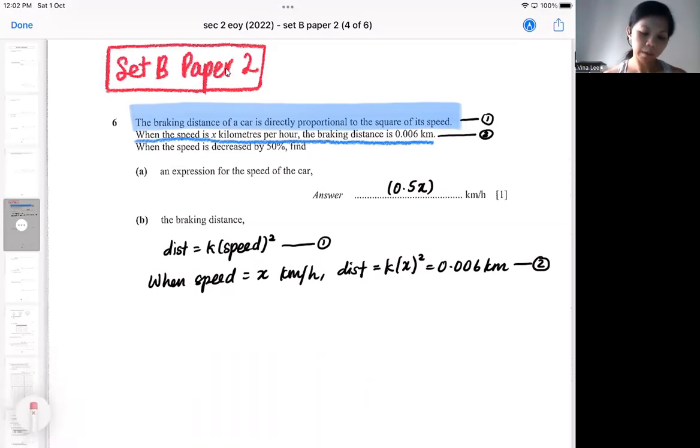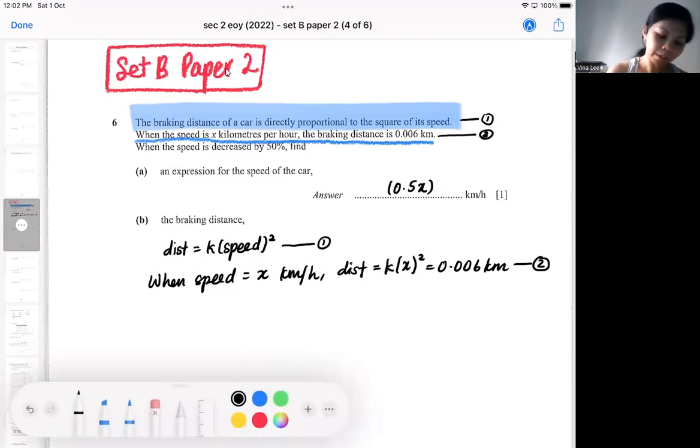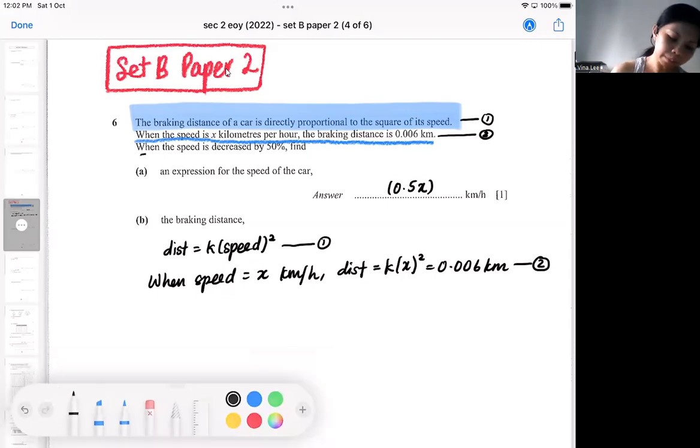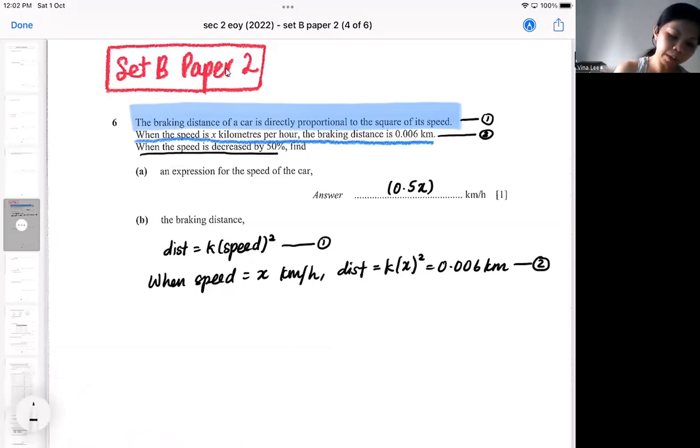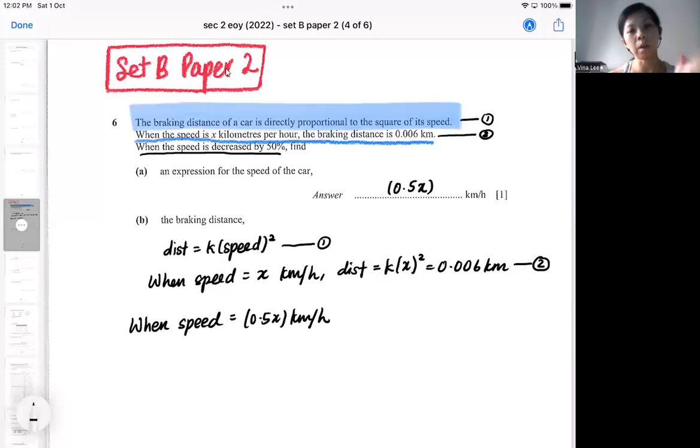Then in the third statement, the speed is going to decrease by 50%. So when the speed becomes 0.5x kilometer per hour, this is where all of you start to lose your train of thought. You don't know what to do, so you will try nonsense stuff.